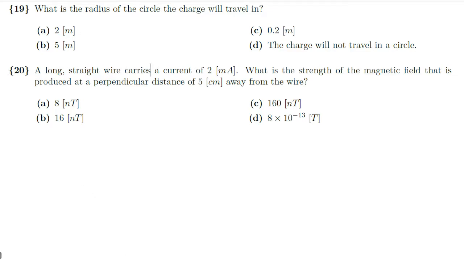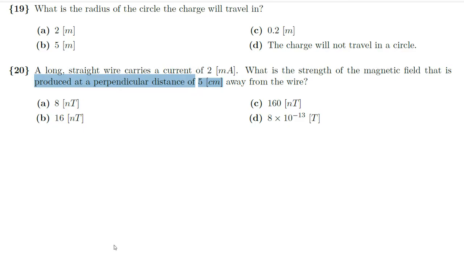So on number 20, it has to do with a current wire, which carries a current of 2 milliamps. And I want to know what the strength of the magnetic field is that is produced at a perpendicular distance of 5 centimeters away from the wire. What you're going to learn is that magnetic fields are created by the movement of charge, which is normally looked at as currents. So you have current wires, and you have magnetic fields that are produced around them.